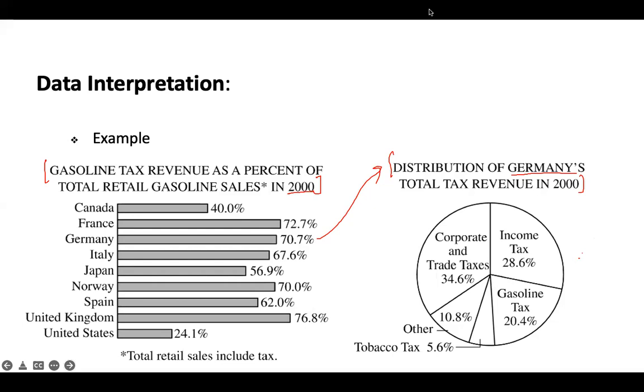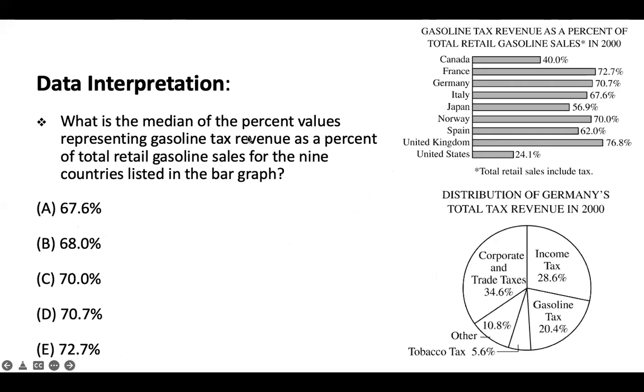So if we move further now, let's see the first question. What is the median of the percentage values? These are percentage values representing gasoline tax revenue as a percent of total retail gasoline for the 9 countries listed. So these are 9 countries which are listed, and the question asks for the median. So what is a median? Median is the middle value when data is arranged in an order.